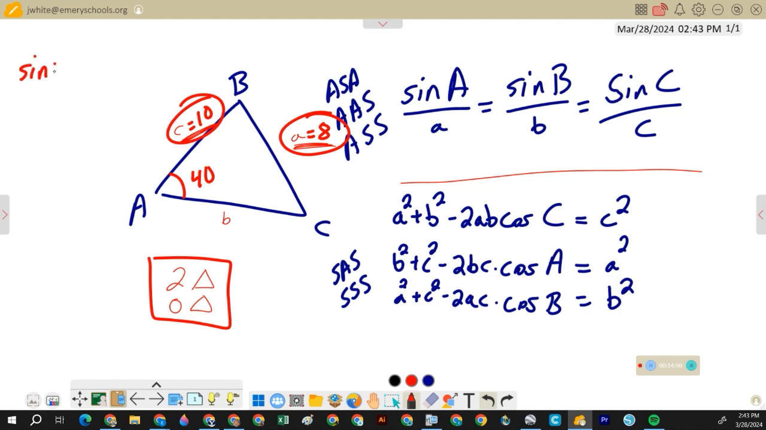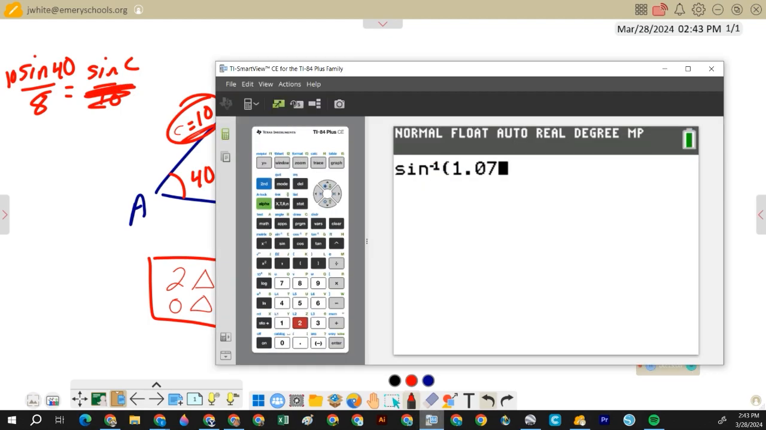So we have the sine of 40 over C. Holy cow, I'm way off. Sorry. The sine of 40 over 8 is the sine of C over 10. So we times this by 10. 10 sine of 40 over 8. Wow, that was a bad idea. 10 sine of 40 over 8.